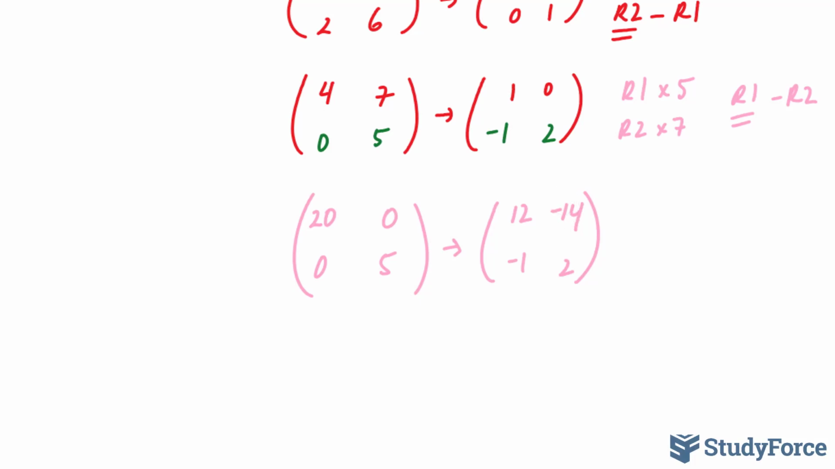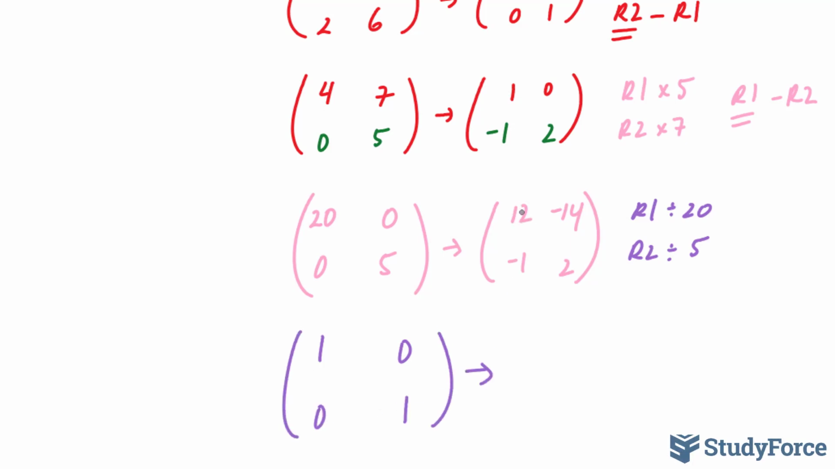Next, what I have to do is change this 20 somehow into a 1, and change this 5 somehow into a 1. And that's the easy part. We divide all of row 1 by 20 and all of row 2 by 5. We end up with 1, 0, 0, and 1.